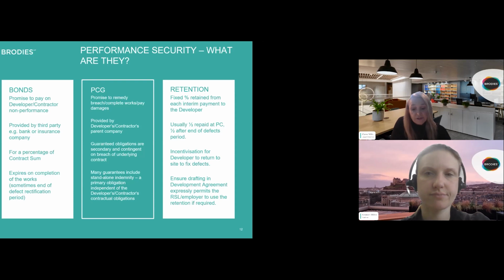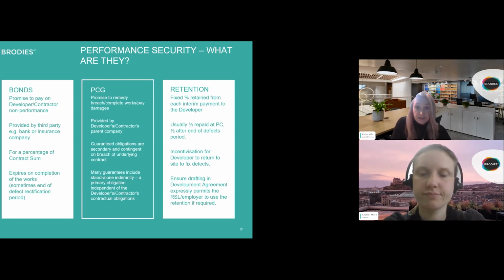Finally, retention is another form of security that can help the RSL with recourse for developer breaches during the carrying out of the works. Retention is a fixed percentage retained from each interim payment that's made to the developer. Usually half of this is repaid at practical completion and the other half at the end of the defects period. It acts as an incentive for the developer to complete the works and return to fix any defects within that defects rectification period of 12 or sometimes 24 months after handover.